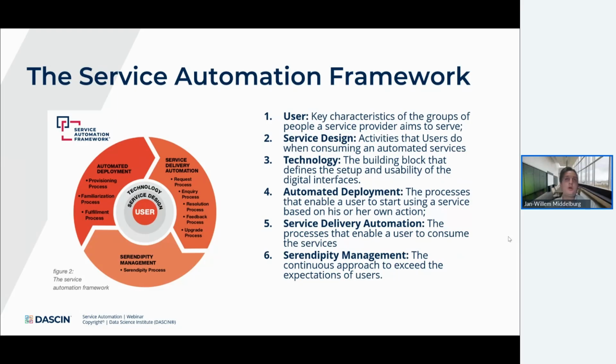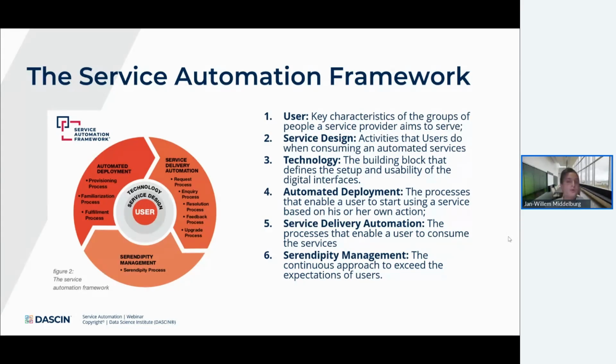And each of those addresses a different capability or a different element that you would need to consider to make automated services successful. I'm very, very briefly going to run you through it so that you learn a little bit more today than just the very basics. At the center of the framework, you see the concept of the user, because ultimately every automated service will be consumed by a specific user. Somebody that is using the service and wants to get some form of value out of that.